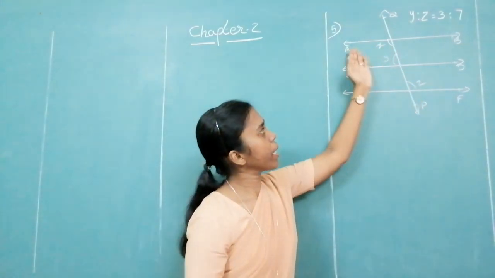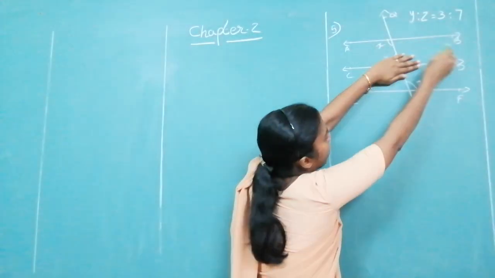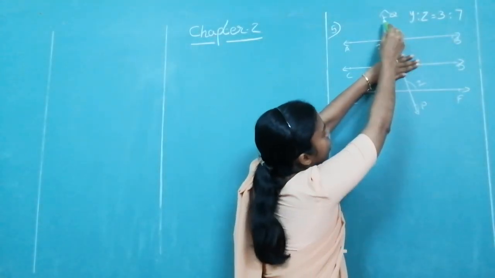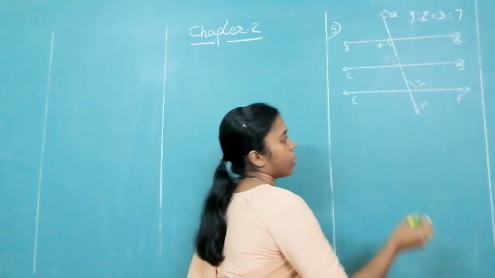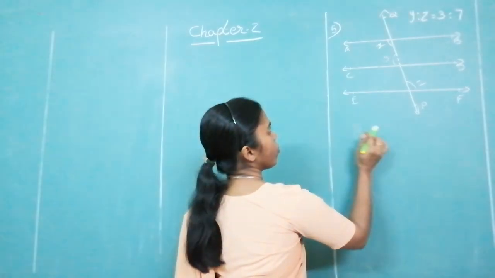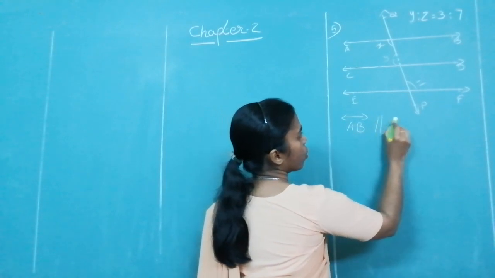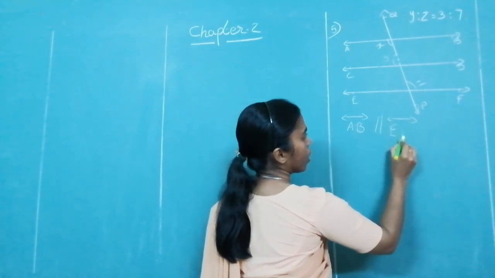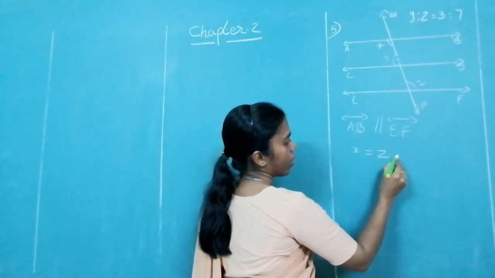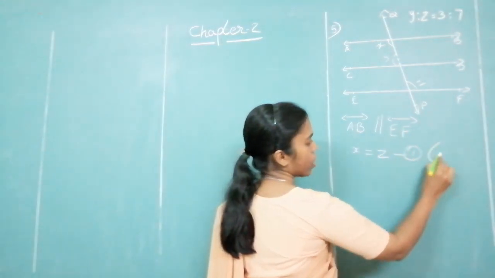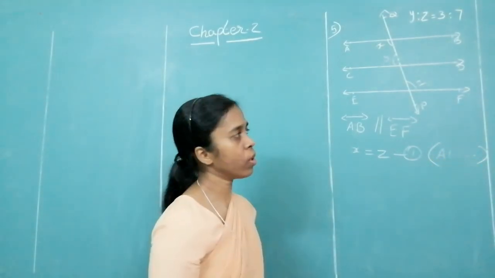Now, AB is parallel to EF. You forget about this line. Look at this, AB and EF. This is their transversal. So, what can you say about X and Z? Since line AB is parallel to line EF, we have X is equal to Z. First equation. What is the reason? They are alternate angles. X is equal to Z.